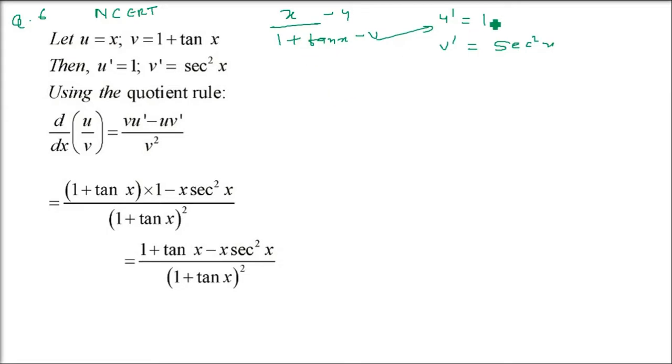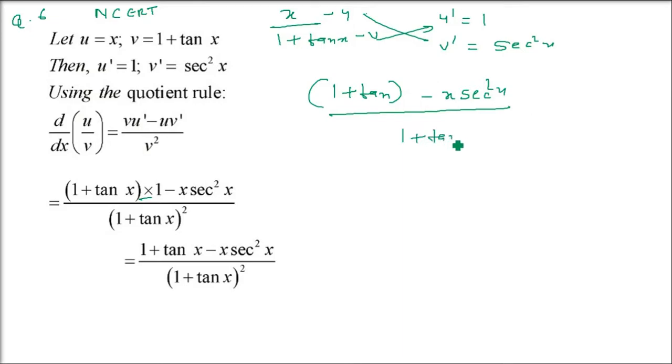So v into u dash, that is (1 plus tan x) into 1. I am not writing 1. And then subtraction of u into v dash, so x into sec²x. Denominator we have (1 plus tan x) whole squared. This is the final answer: (1 plus tan x minus x sec²x) divided by (1 plus tan x) whole squared is the final answer.